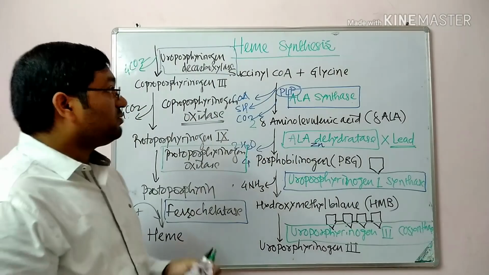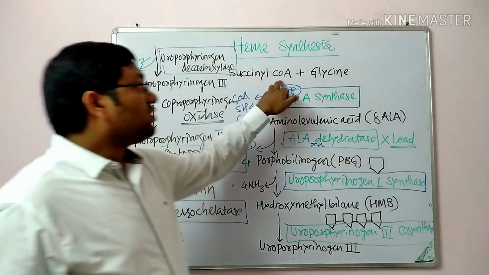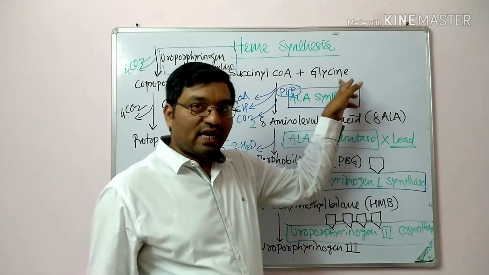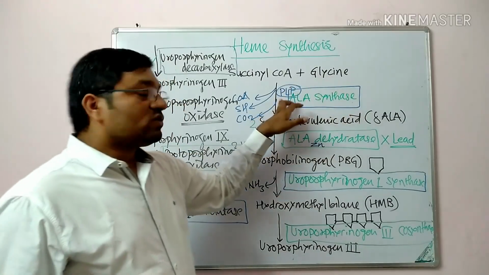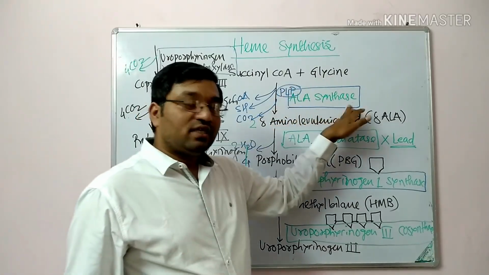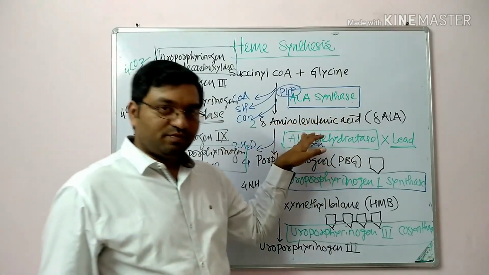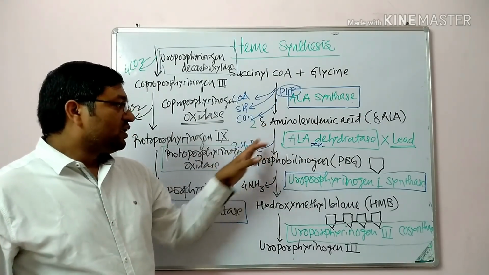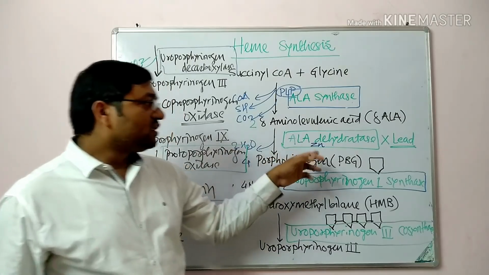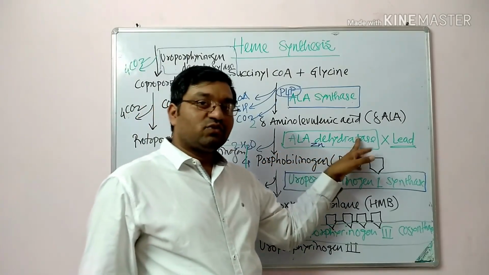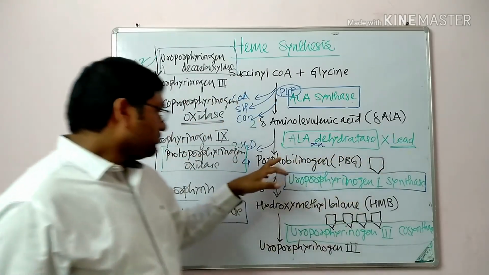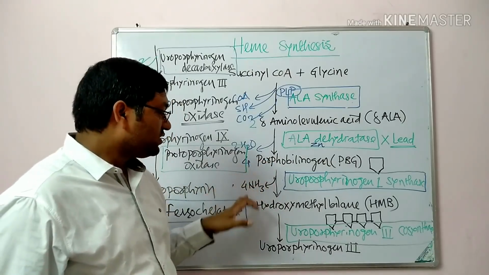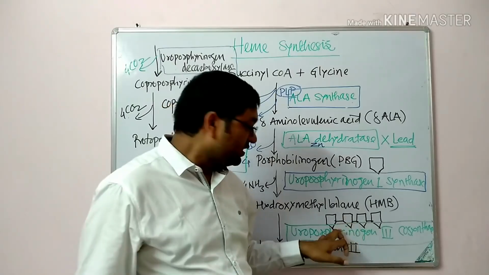We'll discuss one by one. That is condensation of succinyl coenzyme A, which is an intermediate in the TCA cycle, combined with a neutral amino acid glycine with the help of the pyridoxal phosphate dependent enzyme ALA synthase, gives delta aminolevulinic acid. Two molecules of delta aminolevulinic acid condense with the help of the zinc containing enzyme ALA dehydratase, which gets inhibited by lead, and gives porphobilinogen. Four molecules of porphobilinogen condense to form hydroxymethylbilane, which is a linear tetrapyrrole.